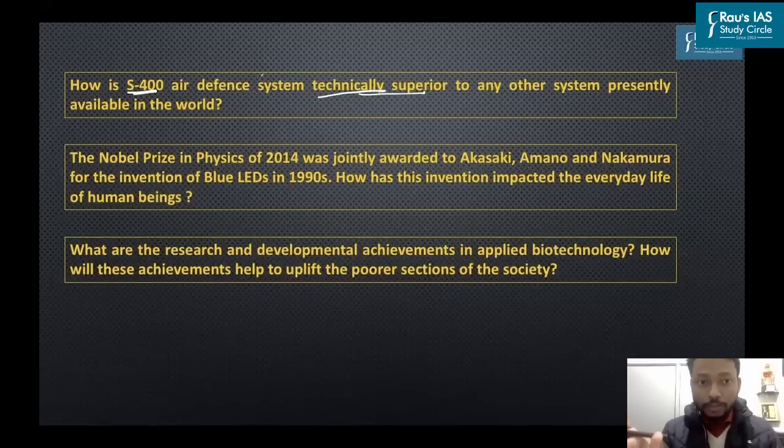UPSC picks up a topic from current affairs, but the context in which that was discussed largely is changed. And this is done in prelims, this is done in mains as well. Largely, it was discussed in the context of international relations and internal security, but UPSC has asked the technological aspect of it. So be sure that a topic that is very important and very prominent in current affairs, you have to do from multiple aspects.